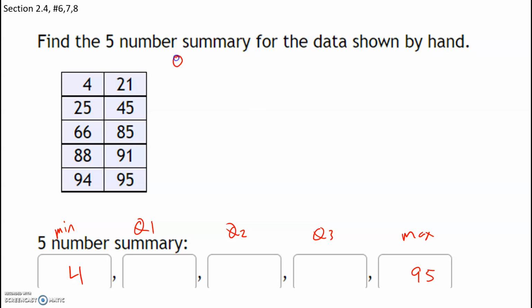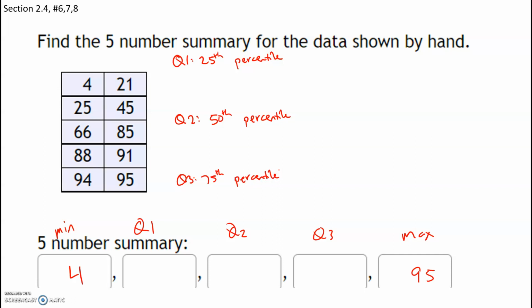Q1, this is going to be the 25th percentile. Q2, this is going to be the 50th percentile. And Q3, this is going to be the 75th percentile.